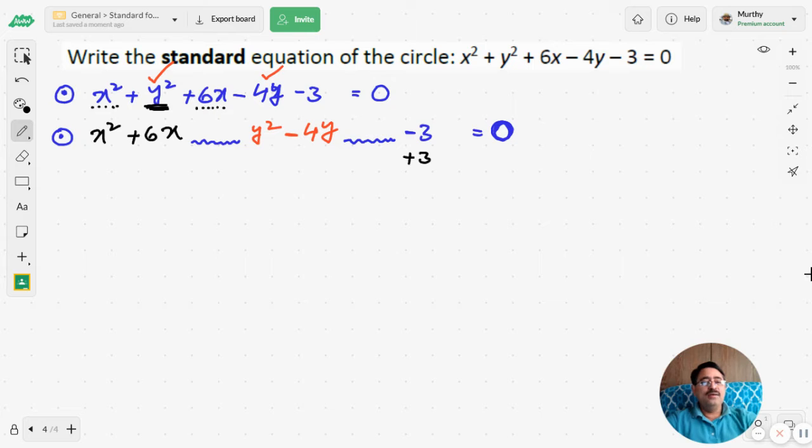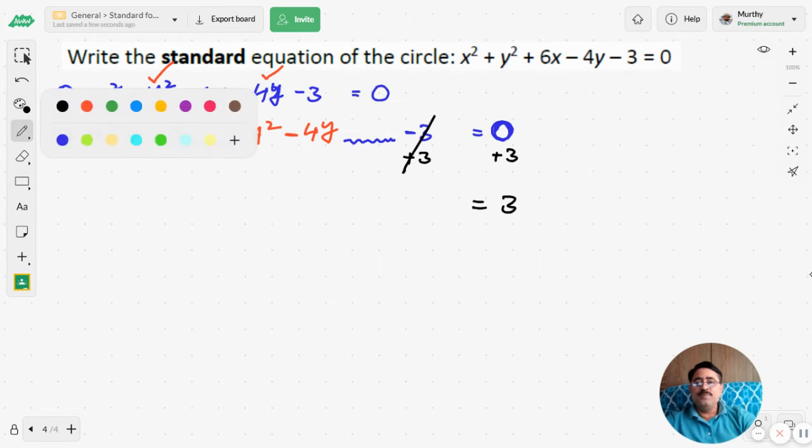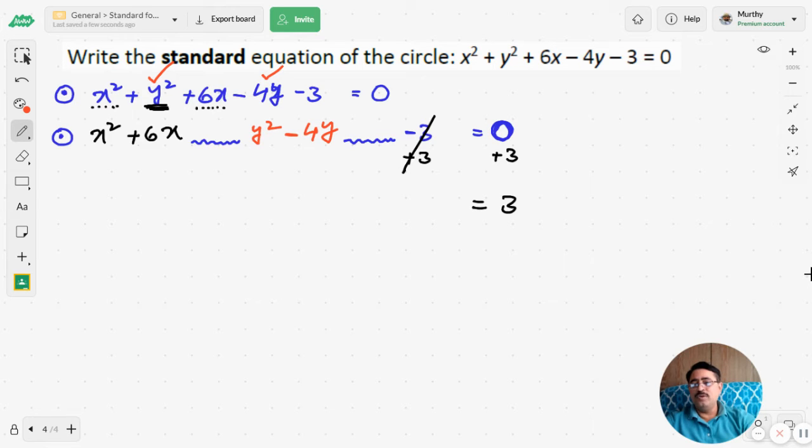The next step is, if I add, or you know how to cancel out this one, therefore you'll get 3 on the other side. Now, we have to think in terms of (a plus b) whole square. You know, (a plus b) whole square equals to a square plus 2ab plus b square. Right? This is the condition.